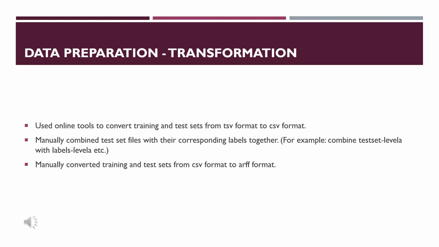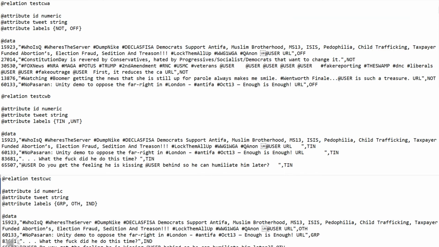So, data transformation. We used online tools to convert training and test sets from TSV format to CSV format. Then we manually combined test set files with their corresponding labels, and it was easy to do using Microsoft Excel. Finally, we manually converted training and test sets from CSV format to ARFF format. So this is one of the examples of how our test set ARFF files look.